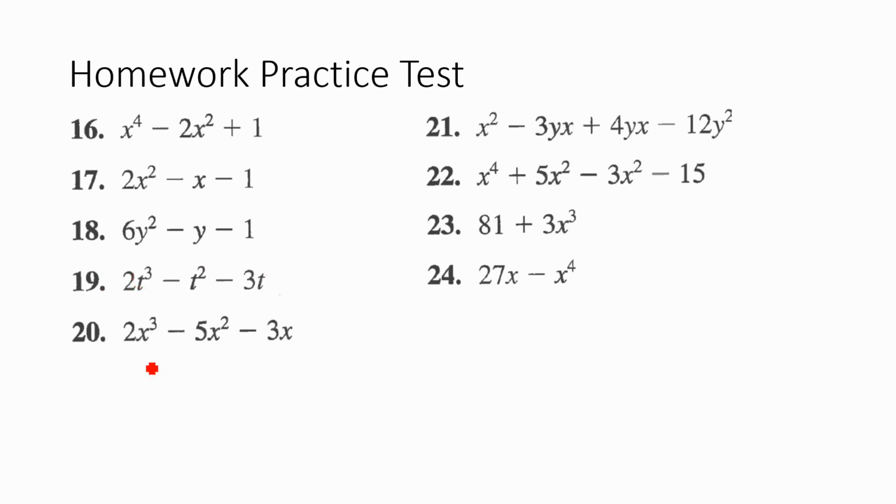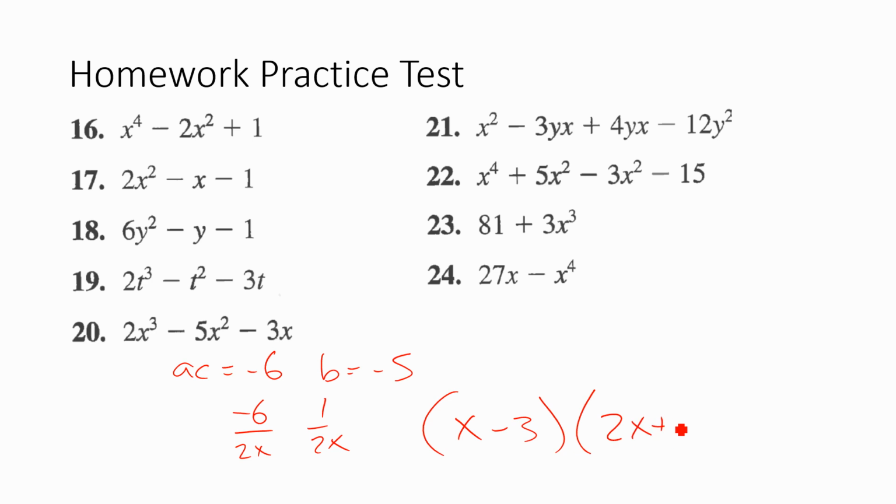All right, on 20, we are going to pull an x out also, and then our AC is negative 6 and our B is negative 5. So that's going to be a negative 6 and a positive 1 over 2x. And so we're going to have x plus 3 and 2x plus 1 with an x out front.